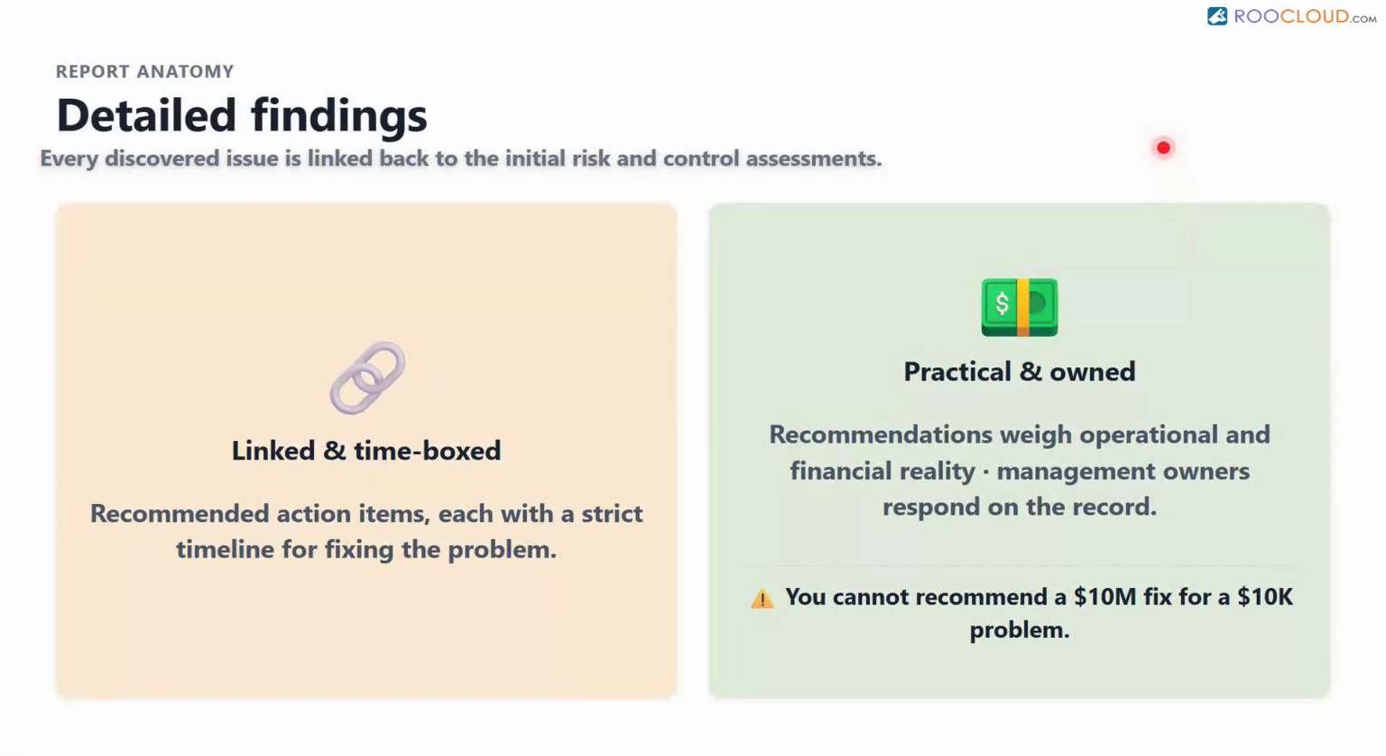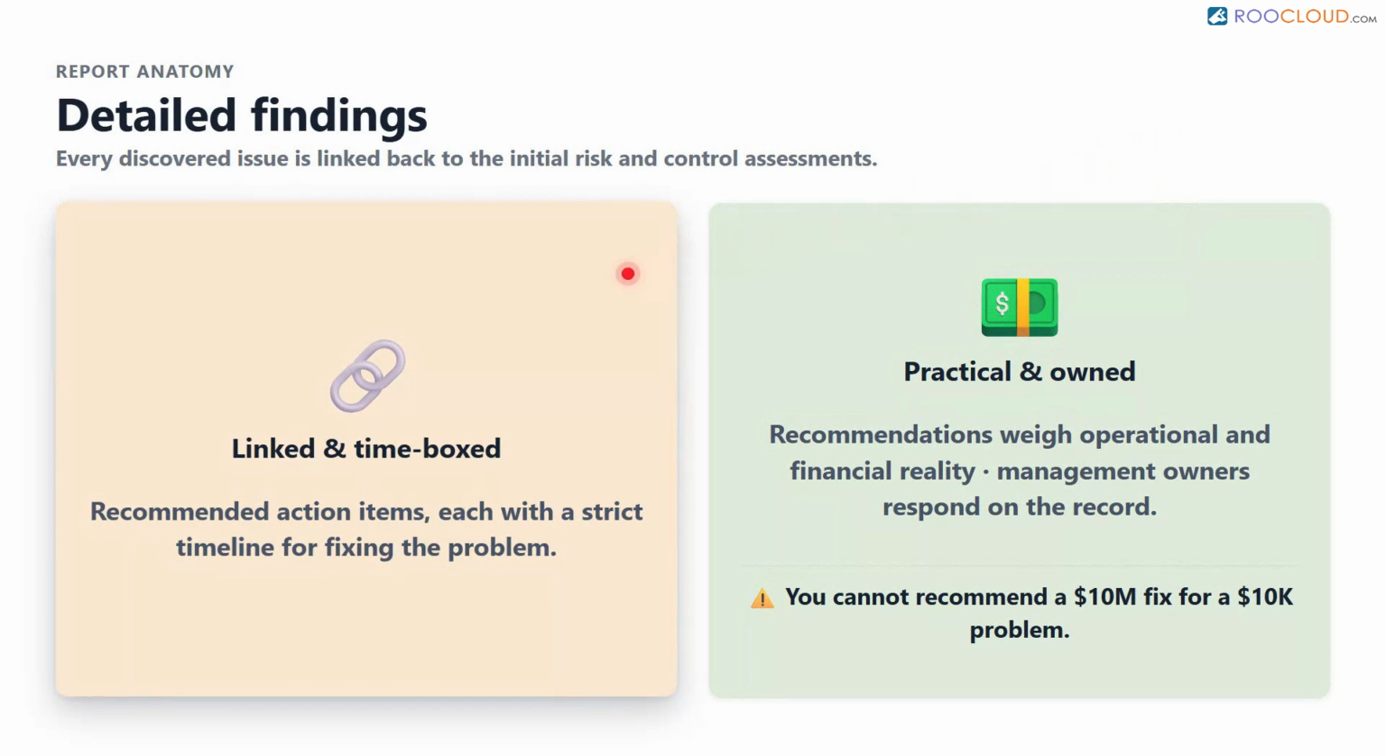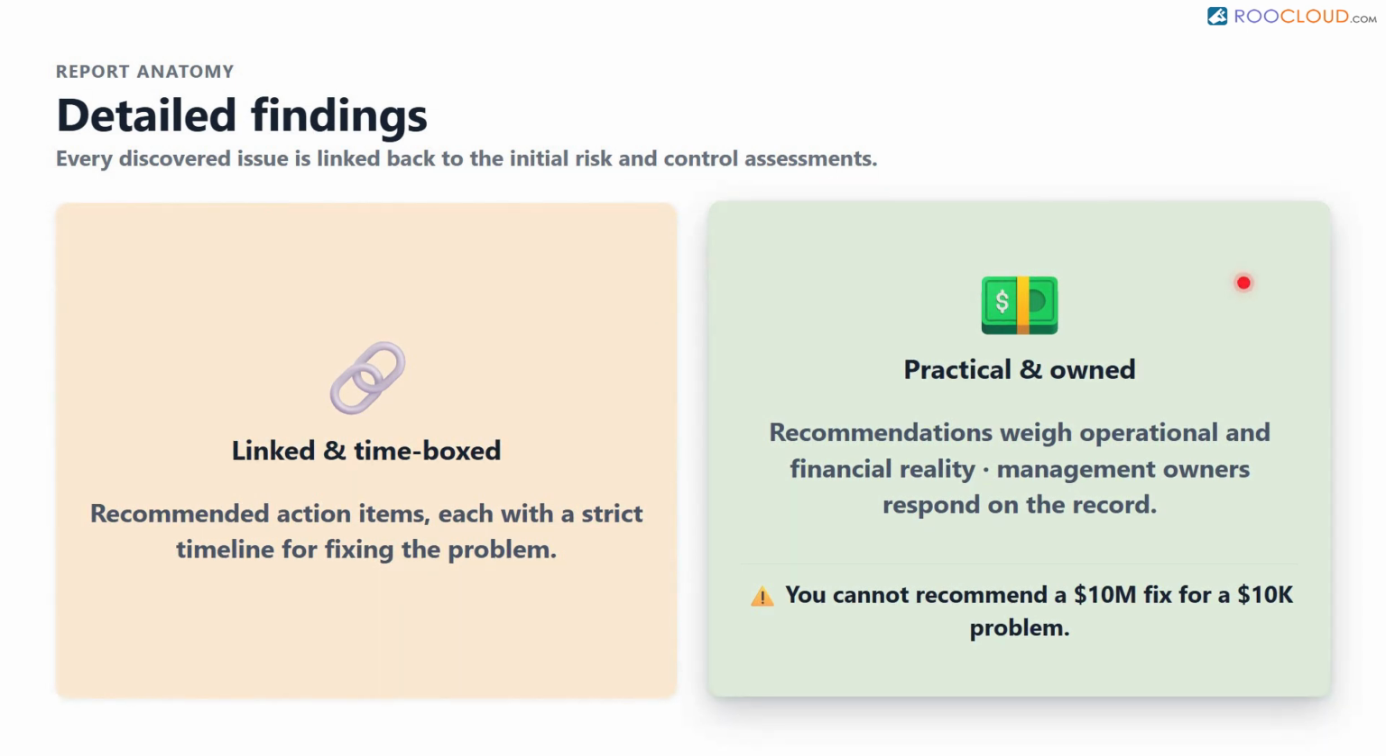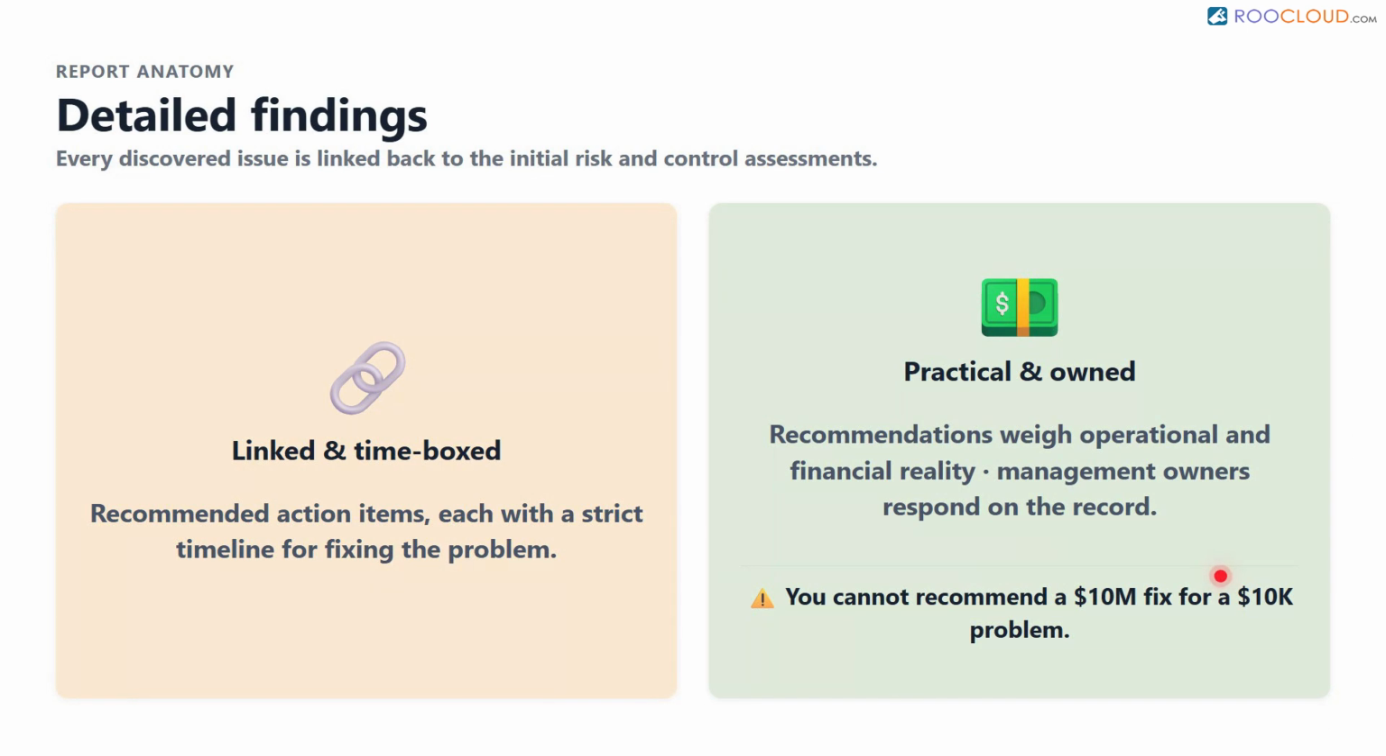After methodology, the report moves into detailed findings. Here, every discovered issue is directly linked back to our initial risk and control assessments. We provide recommended action items with strict timelines for fixing the problems. Crucially, these recommendations must factor in operational practicalities and financial considerations. You cannot recommend a $10 million fix for a $10,000 problem. This section also includes the official responses from the management team members who own the flawed processes, acknowledging the issues.